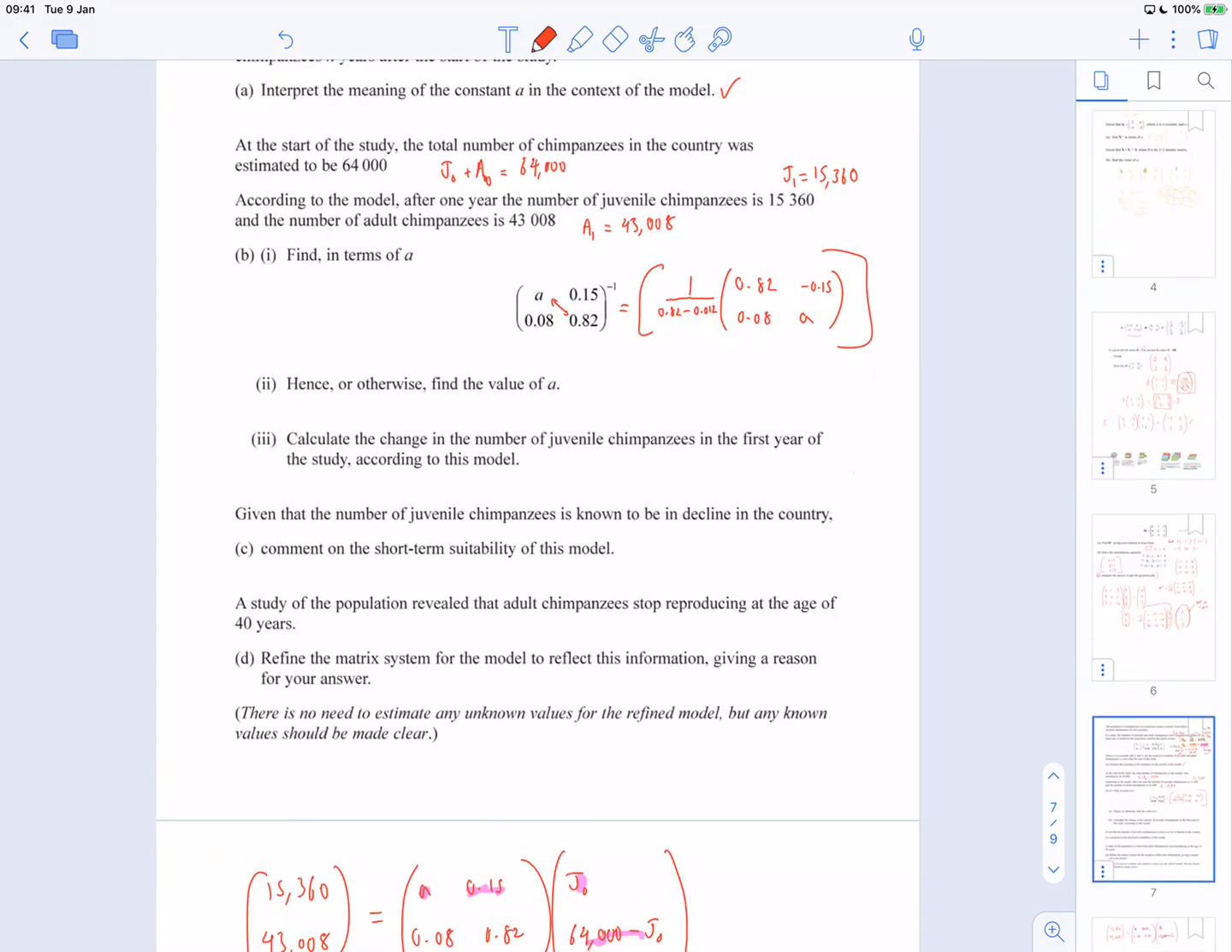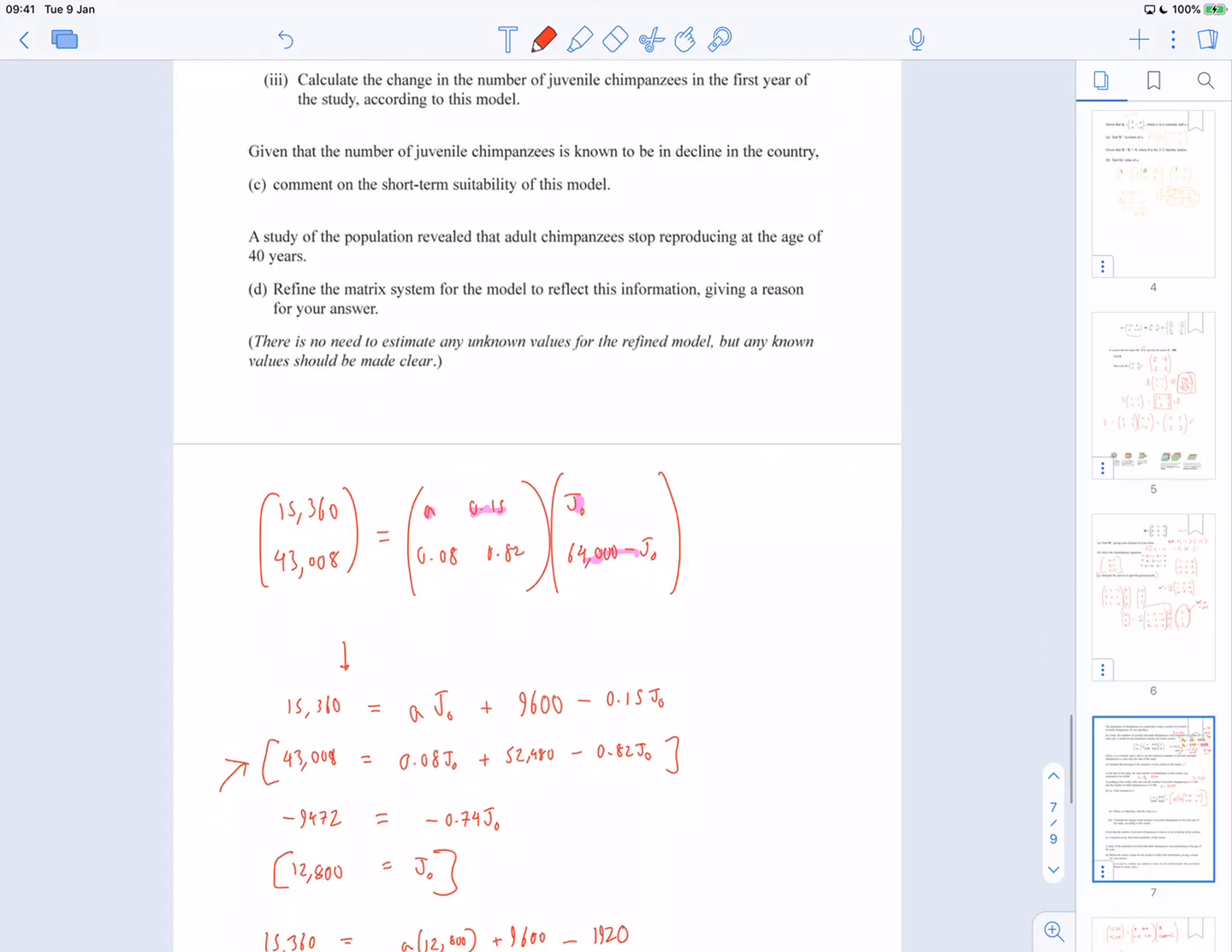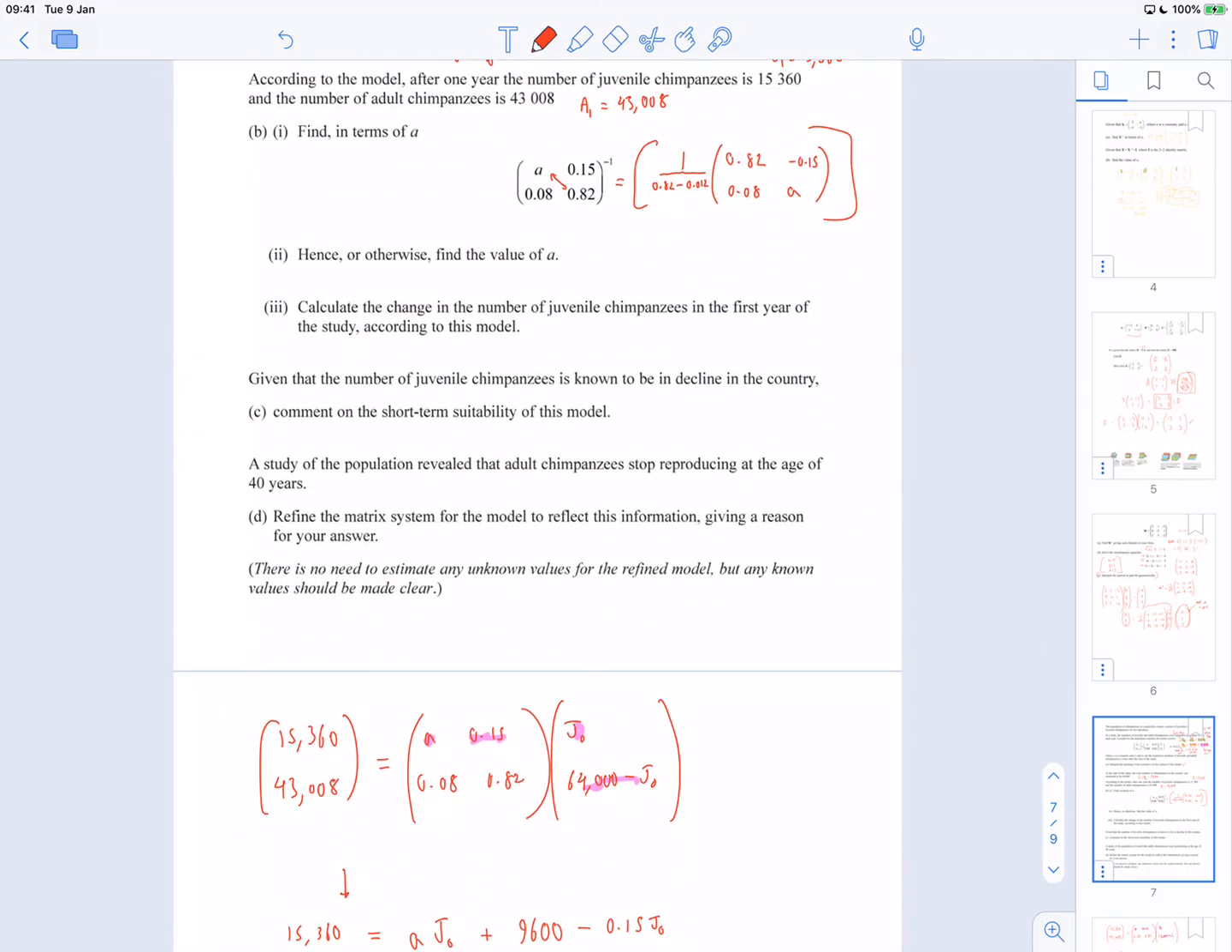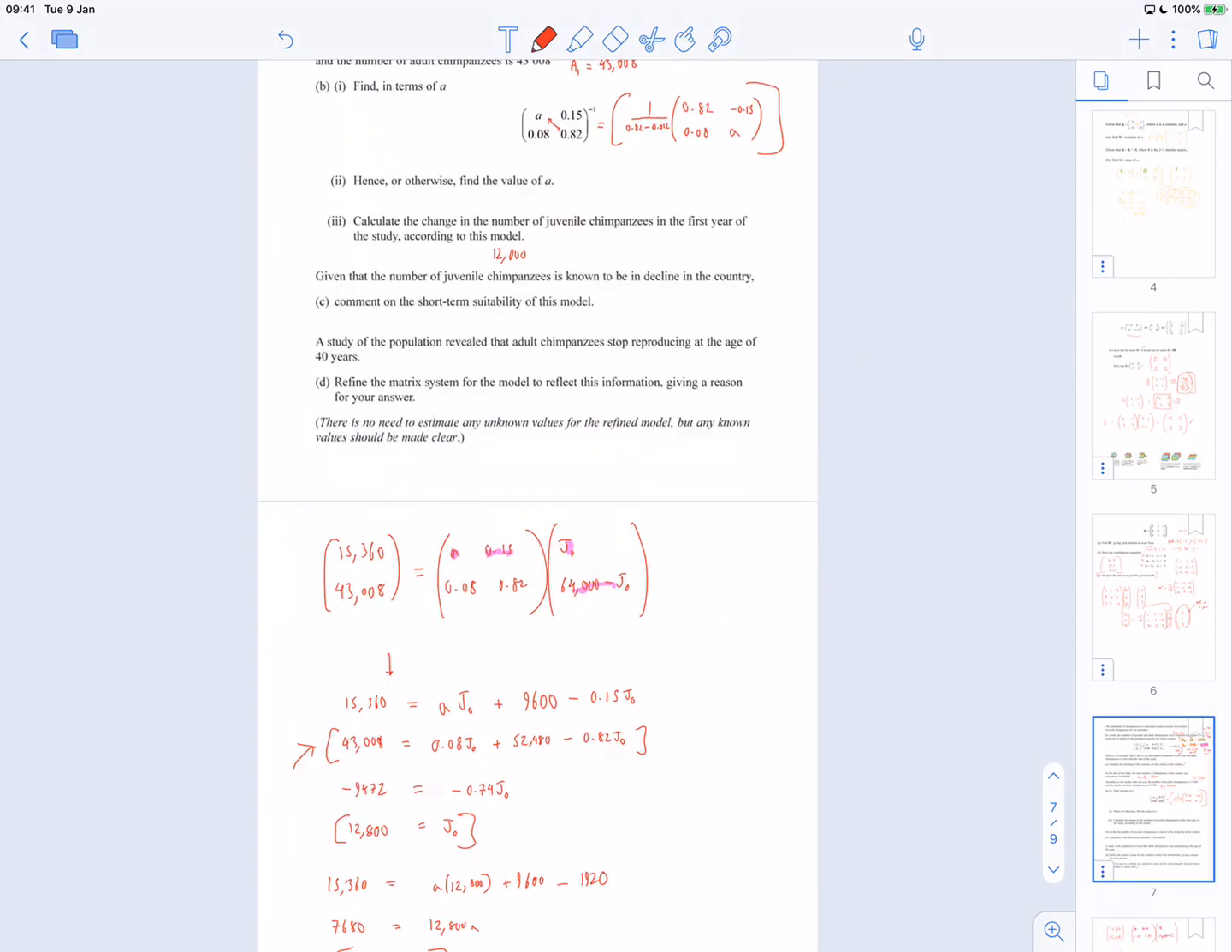Calculate the change in number of juvenile chimpanzees in the first year of the study. Right, so what was it? So J0 was 12,800.